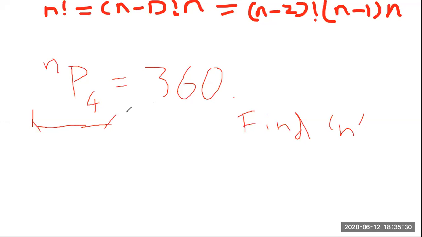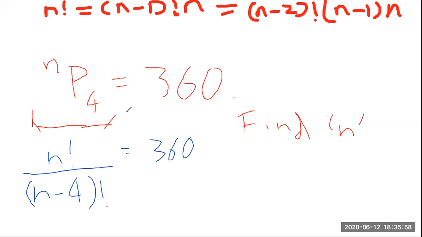I'm going to start working out this question because it's not supposed to take a lot of time. It just needs you to understand the hint, the trick you could say. So as you know, permutation involves n minus 4 factorial, and you have 360 on the other side.